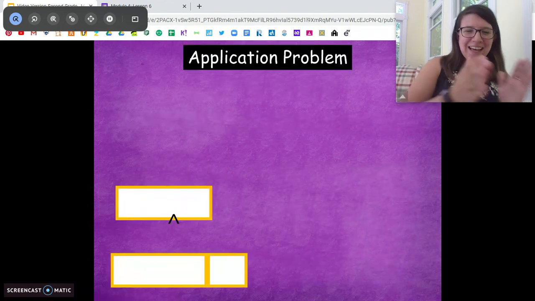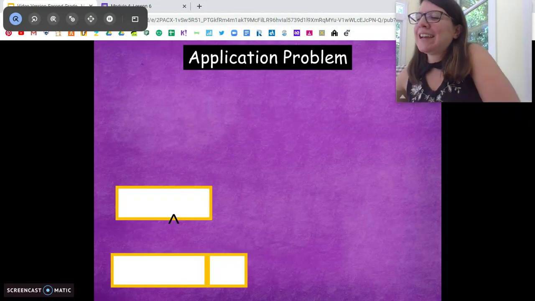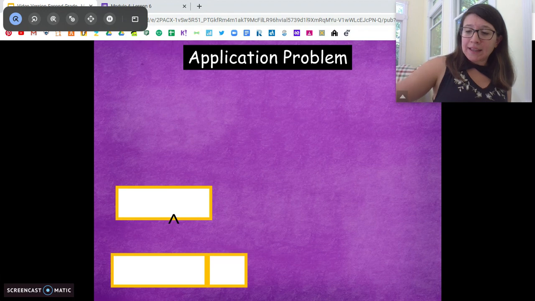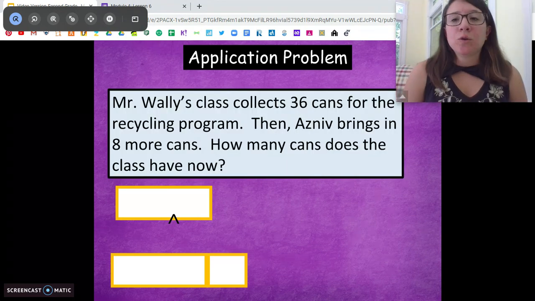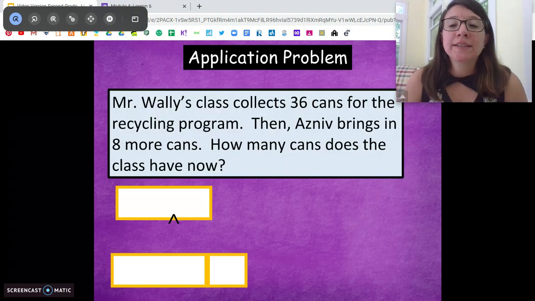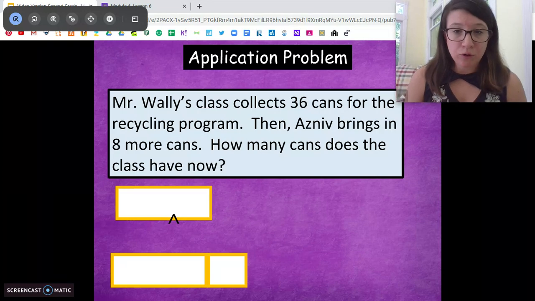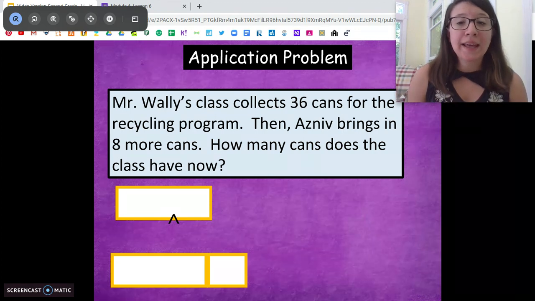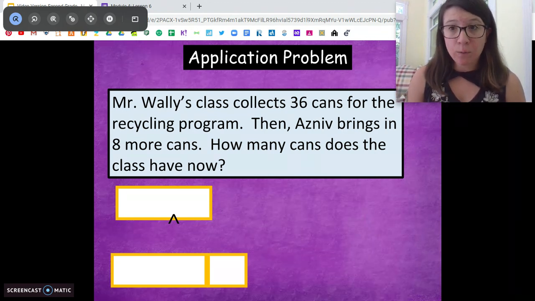20 tens. Excellent. All right, let's get into our application problem. Let's get out your paper and pencil, and let's get into it. Mr. Wally's class collects 36 cans for the recycling program. Then Asnev brings in 8 more cans. How many cans does the class have now?